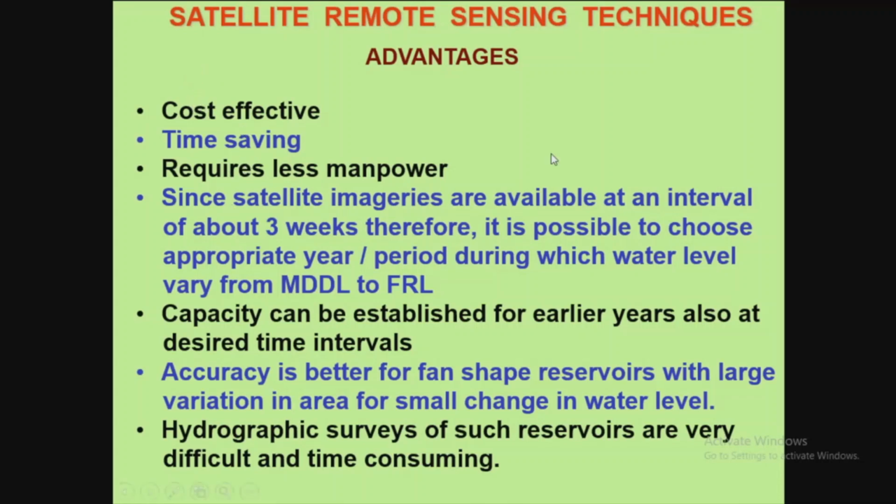Since satellite images are available at an interval of about 3 weeks, and now maybe even 5 days, previously it was 3 weeks, good satellite images are available, so you can use that. Capacity can be established for earlier years also, because with a hydrographic survey you can calculate the capacity only in the present time. But with satellite imagery, you can go to historical satellite images and calculate the capacity in previous years also, and you can establish a rate of sedimentation by this method.